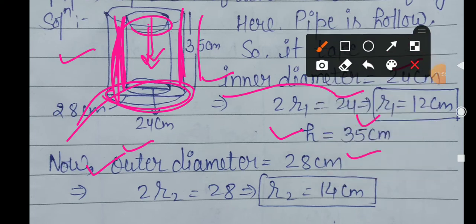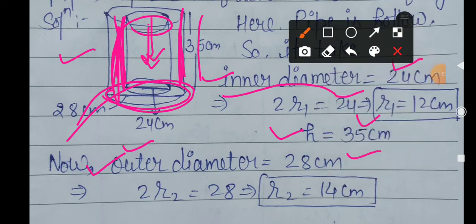the radius is equal to diameter upon 2. You have to divide the diameter by 2, then you get the radius. So that time the outer radius you get is 14 centimeter, because 28 divided by 2 gives 14 centimeter.